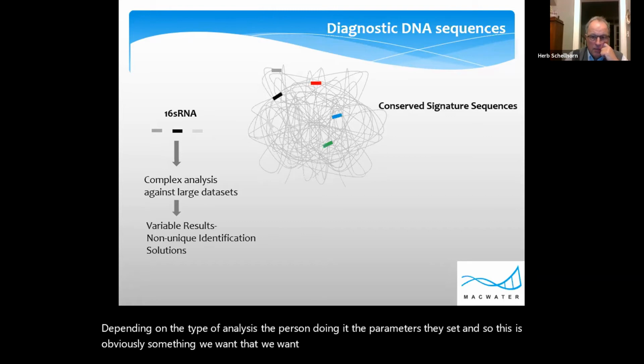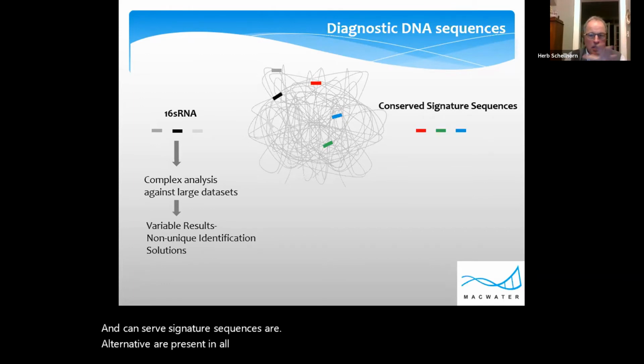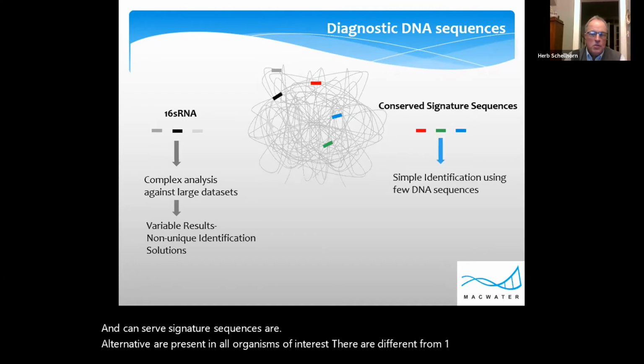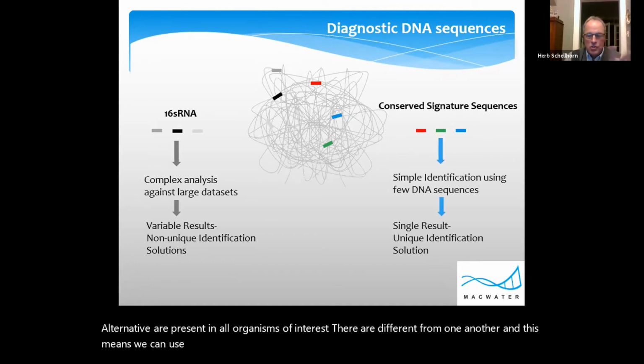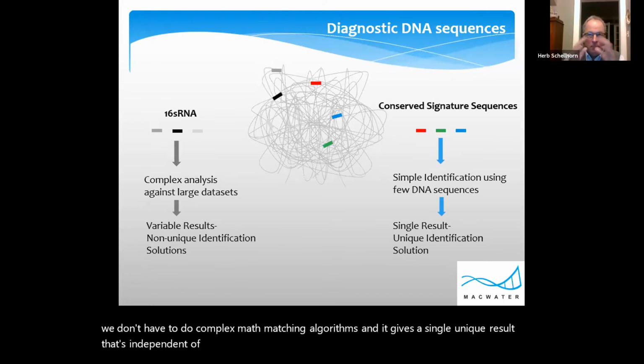We want something more specific. Conserved signature sequences, as an alternative, are present in all organisms of interest, and they're different from one another. This means we can use simple identification and enumeration using just a small number of sequences. We don't have to do complex matching algorithms, and it gives a single unique result that's independent of the user or the algorithm. These sequences, you count them, they're there or they're not there.